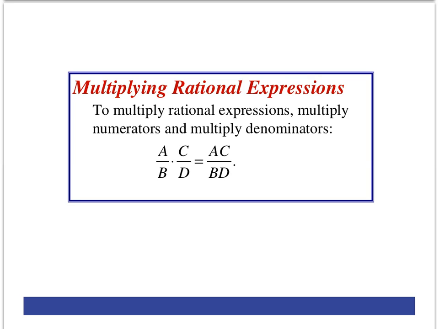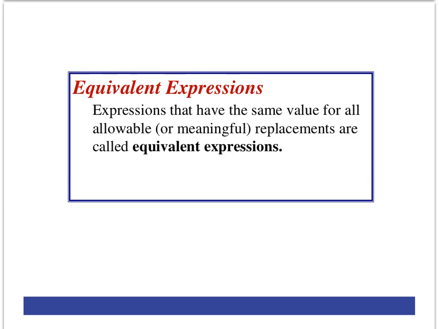So multiplying rational expressions, a over b times c over d is the same thing as ac over bd. So you just multiply the numerators and then you multiply the denominators. This is what we've been doing. Expressions that have the same value for all allowable or meaningful replacements are called equivalent expressions.